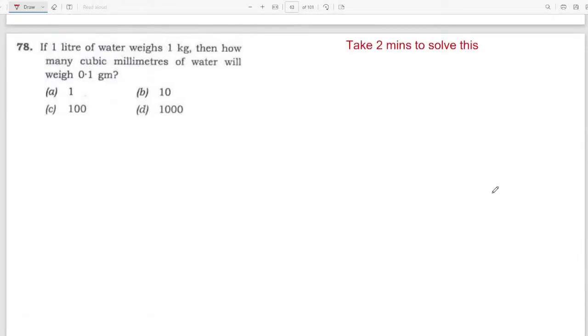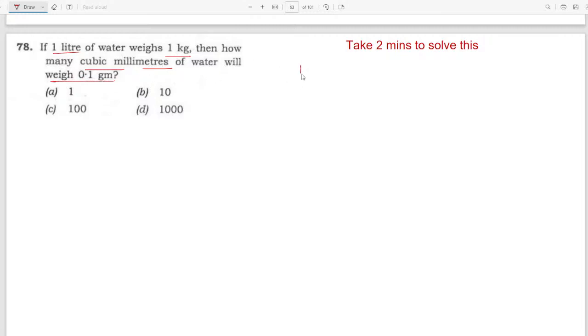Take 2 minutes to solve this question. And what about others? Option D. There is a lot of variation in this thing, so we'll see how to go about this question. They are saying that if 1 liter of water weighs 1 kg, then how many cubic millimeters of water will weigh 0.1 gram?